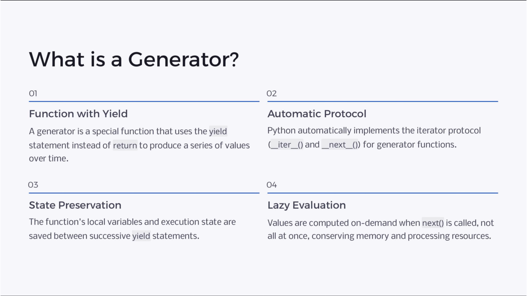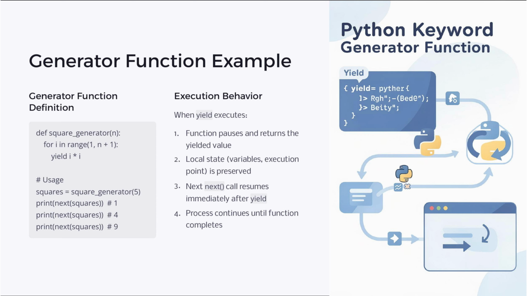This lazy evaluation computes values on demand with next, optimizing memory and processing resources. A generator function like square_generator(n) uses yield to pause execution and return values one at a time. Local state is preserved, allowing the function to resume from where it left off with each next call. This process continues until the function completes, efficiently managing memory and processing resources.